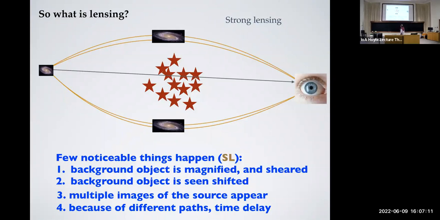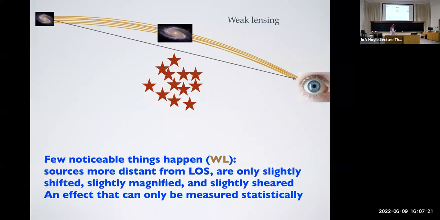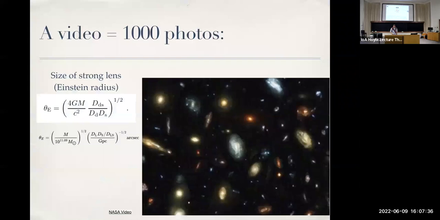And another interesting thing, there's also a time delay in the light arrival time from the different images because of the different paths and different potential that the light has to go through. If the source is a bit farther away from the line of sight, then the effect is much weaker. It's called weak lensing. And I'll show you, we can only measure it statistically, but the background galaxies suffer from the same effect, and they are slightly sheared and distorted.